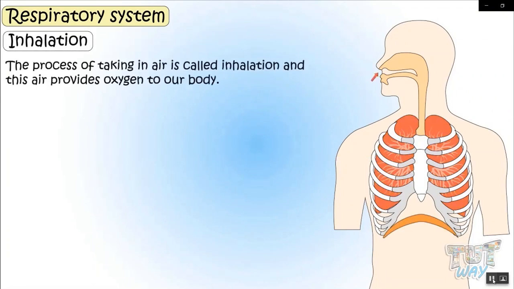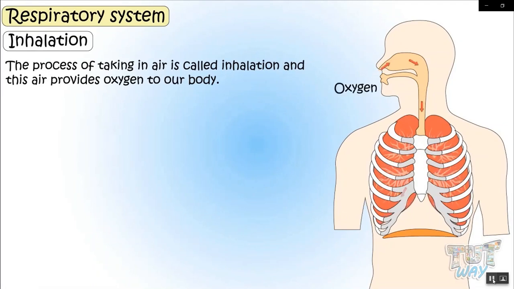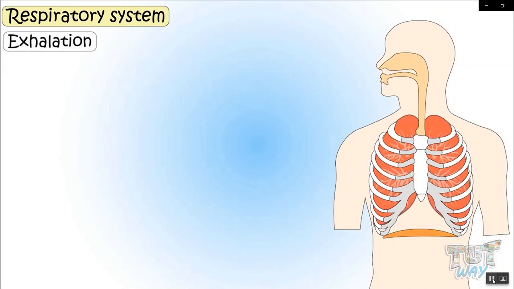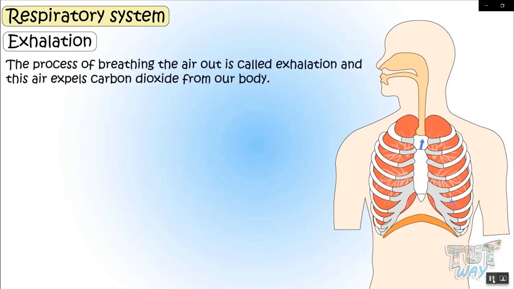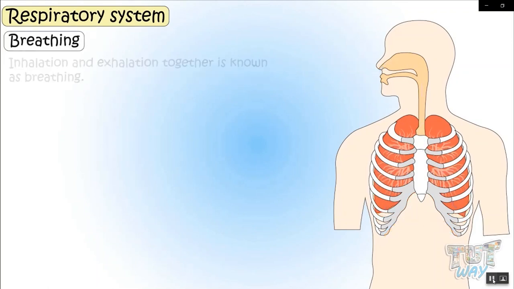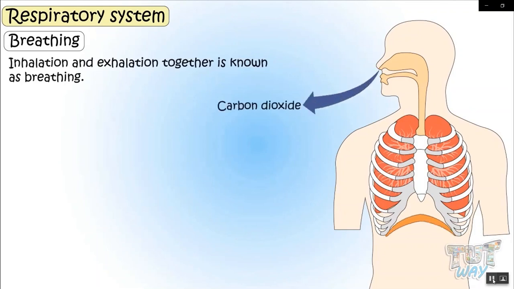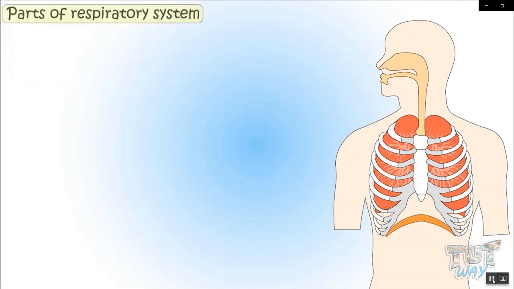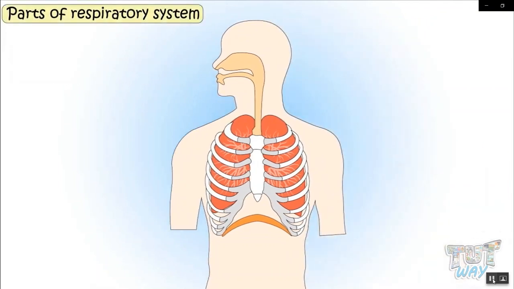Inhalation. The process of taking in air is called inhalation, and this air provides oxygen to our body. Exhalation. The process of breathing the air out is called exhalation, and this air expels carbon dioxide from our body. Inhalation and exhalation together are known as breathing. Now, let's learn the parts of the respiratory system.